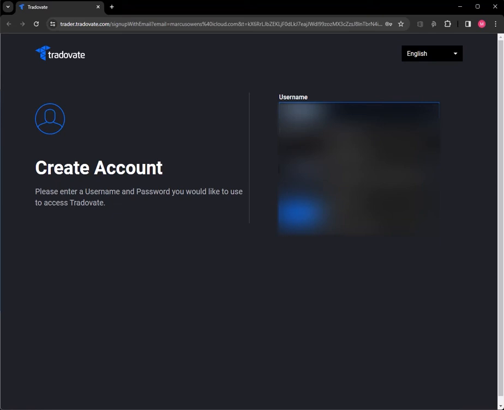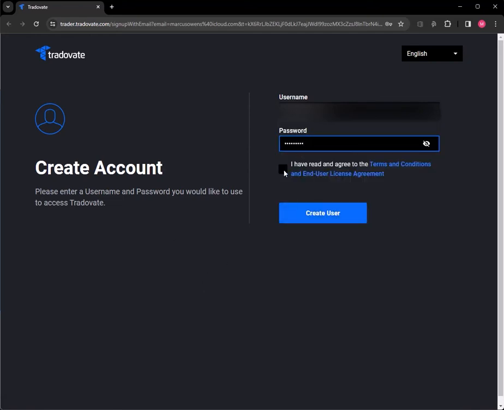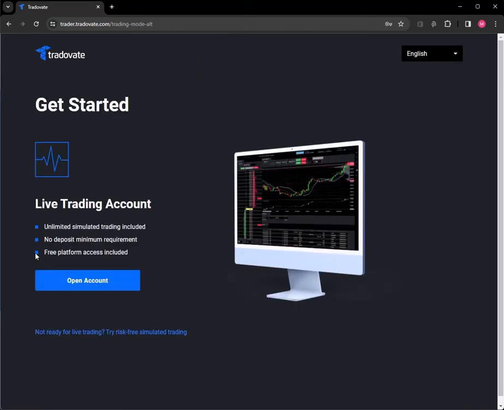It wants me to create a username and a password. Okay, I have read and agreed to the terms and conditions, and create user. Now I'm going to go ahead and click on Open Account.